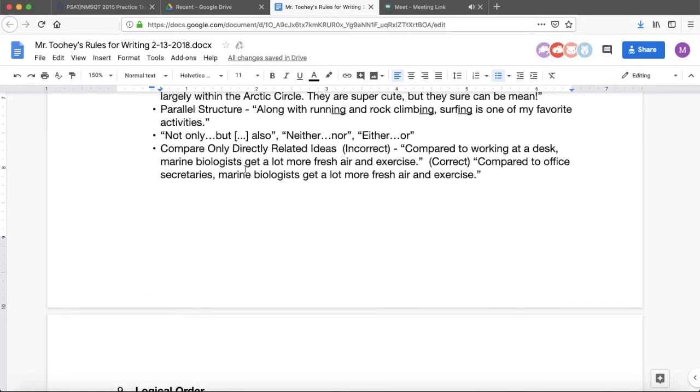Blaze, go ahead and read this last bullet point here. Alrighty. Compare only directly related ideas. Incorrect. Compared to working at a desk, marine biologists get a lot more fresh air and exercise. These are really tricky to identify, okay? What two things are being compared in that incorrect example? Oh, working at a desk. Yeah. No, working at a desk and something else. What's being compared to working at a desk in this sentence, guys?